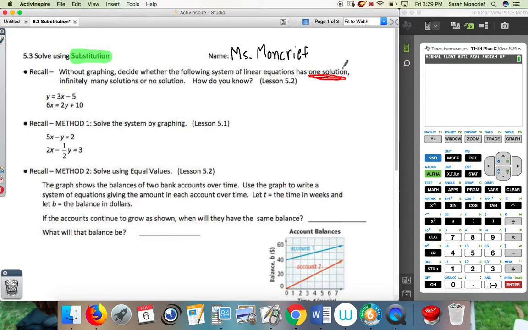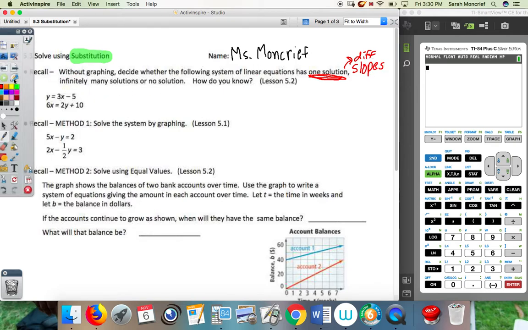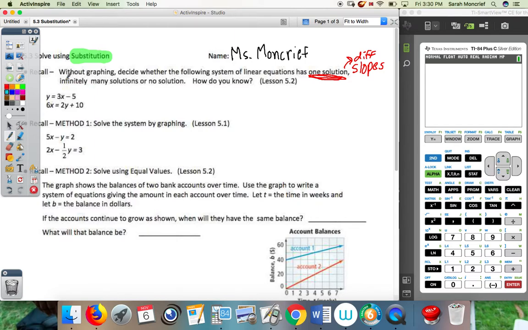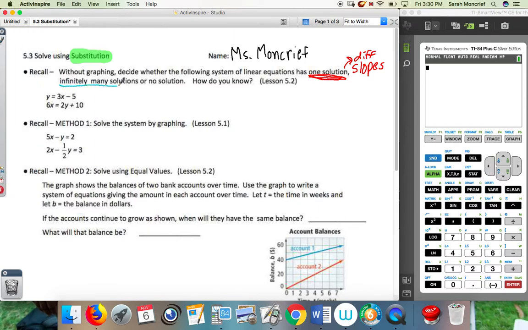have different slopes, and it could have different intercepts, but it doesn't have to. In order for it to have infinitely many solutions, it will have the same slope, the same intercept. So it's just, they're both the same line.